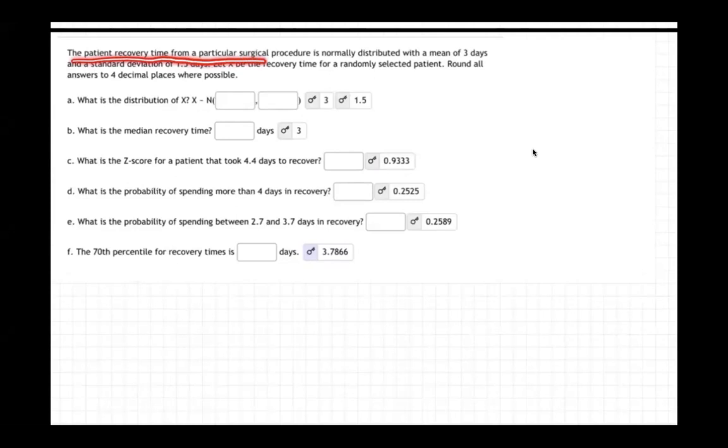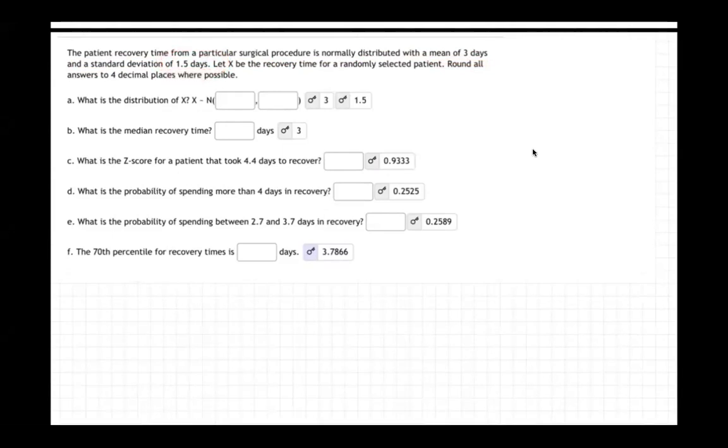Patient recovery time for a particular surgical procedure is normally distributed with mean 3 days, standard deviation 1.5 days. So that's the average it takes people to recover from a certain surgical procedure, 3 days. That's the average, but not everybody's the same. Older, younger might take longer or shorter. The typical deviation for that is 1.5 days.